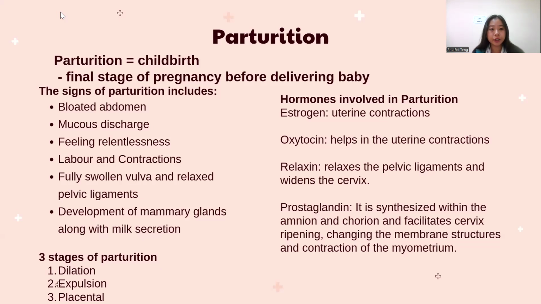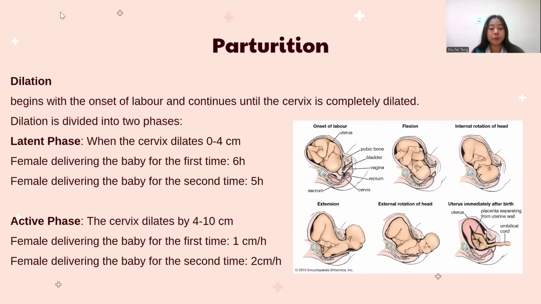There are 3 main stages of parturition, which are dilation, expulsion, and placental. So the first stage of parturition is dilation. It begins with the onset of labor and continues until the cervix is completely dilated. Dilation is divided into 2 phases, which are latent phase and active phase. Latent phase occurs when the cervix dilates 0 to 4 centimeters. The female delivering the baby for the first time will take 6 hours. However, the female delivering the baby for the second time will take 5 hours.